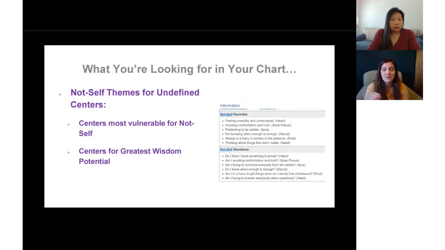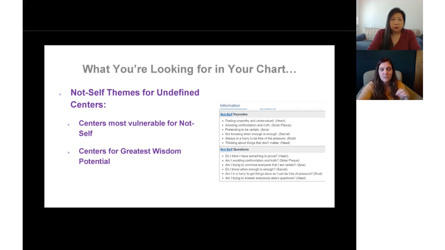So the next thing that we're going to look at on your chart are all of those white centers, all of the undefined centers. And this little chart here, this one isn't from your chart, but when you look under the My Body Graphs chart, under the information section, after you see where you can find your type and authority, there's a section where you'll see not-self keynotes and not-self questions.